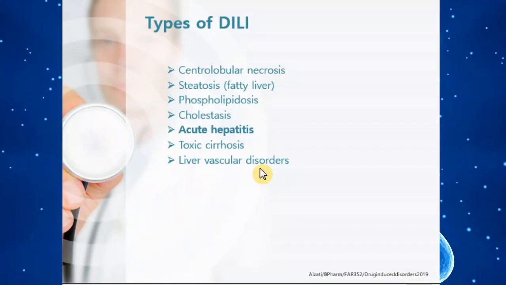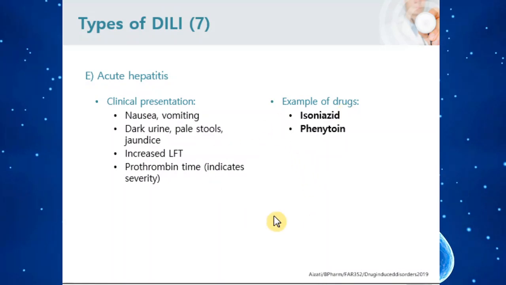The next type is acute hepatitis. The patient might have nausea, vomiting, dark urine, pale stools, or jaundice, and there is an increase in liver function test levels and prothrombin time. This elevation in prothrombin time might indicate the severity of the hepatitis. The drugs implicated with this type of reaction are isoniazid and phenytoin.